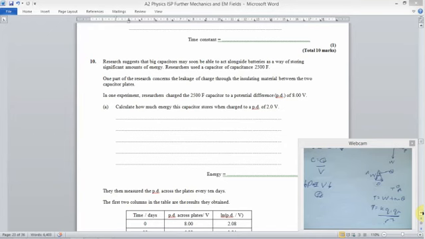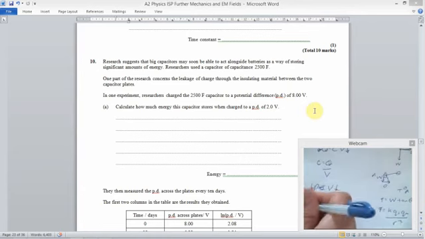So one of the parts of research considers a leakage charge through the insulating material between two capacitance plates. In one experiment, researchers charged the capacitor to a potential difference of 8 volts. Calculate how much energy this capacitor stores when charged. Okay, so we're using our equations from before, so that's half CV squared. We've got C, we've got V over here, so remember energy stored in a capacitor is equal to half CV squared.